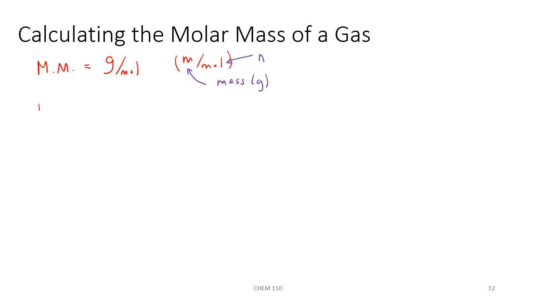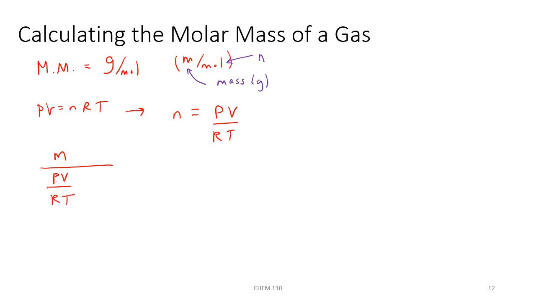So starting with PV equals nRT, we can rearrange the ideal gas law and solve for the number of moles. N will be equal to the pressure times the volume divided by R times T. Imagine plugging that in to the denominator of our molar mass equation. We would end up having lowercase m for the mass over the number of moles, which is PV over RT.